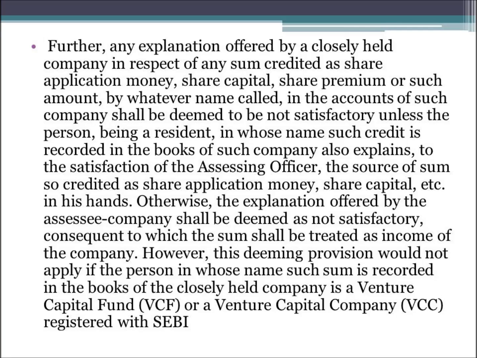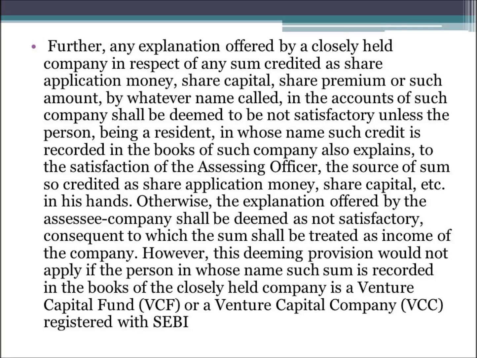So, if in the accounts of such a company the assessing officer just tells the closely held company to explain what the source of this money is, they will say that they have issued shares and received money. So what happens in this case is that the assessing officer will question the people in whose name the share application money is recorded in the books of account of that closely held company.